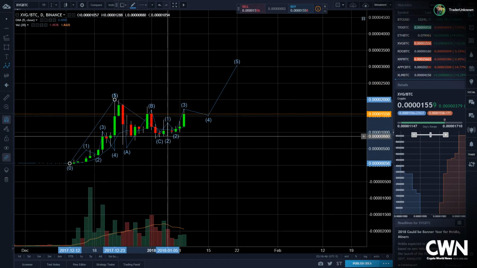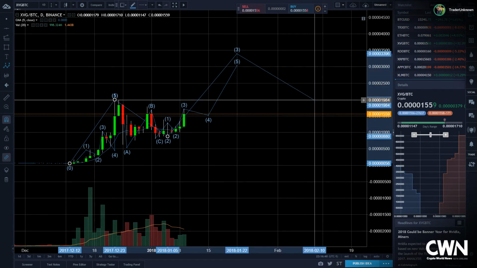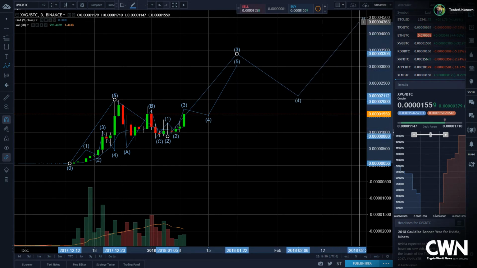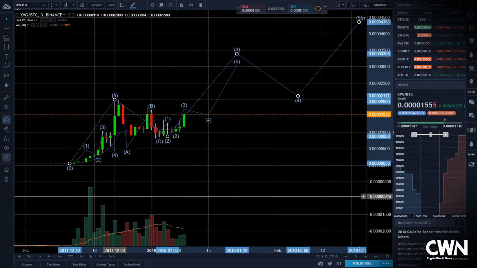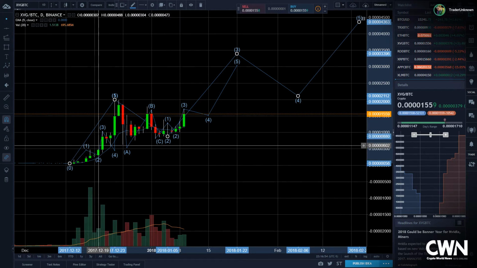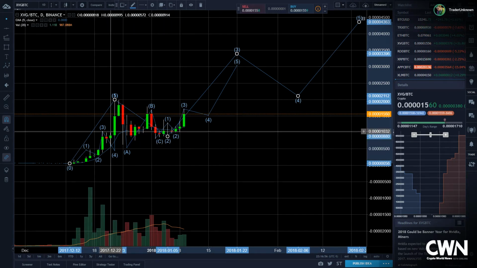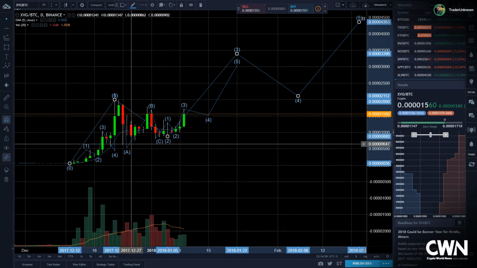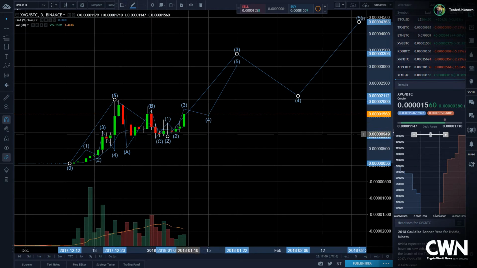We got our 1, 2, top of 3. It's going to pull back in another 4, and then another 5th wave higher. So these 1-2 patterns, when you get a completed 5 up, 3 down, especially on the daily chart with good volume, these 1-2 patterns are great.